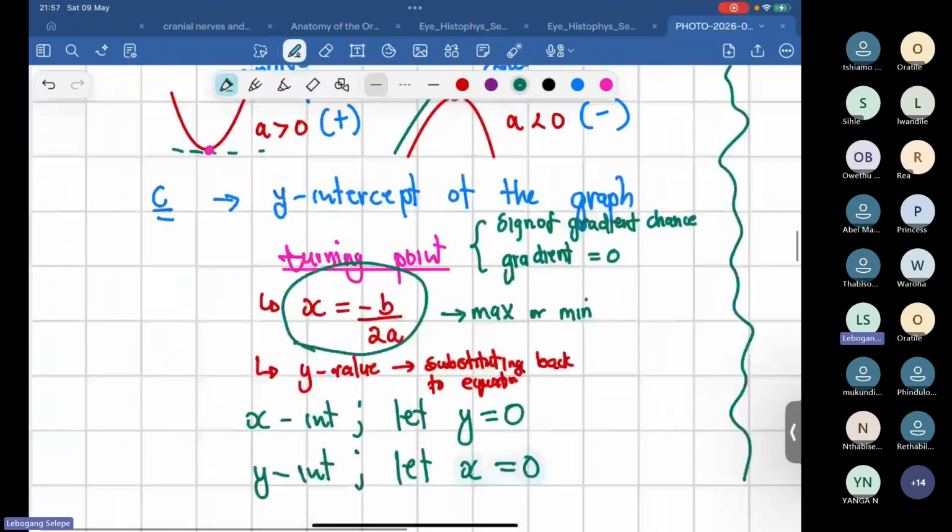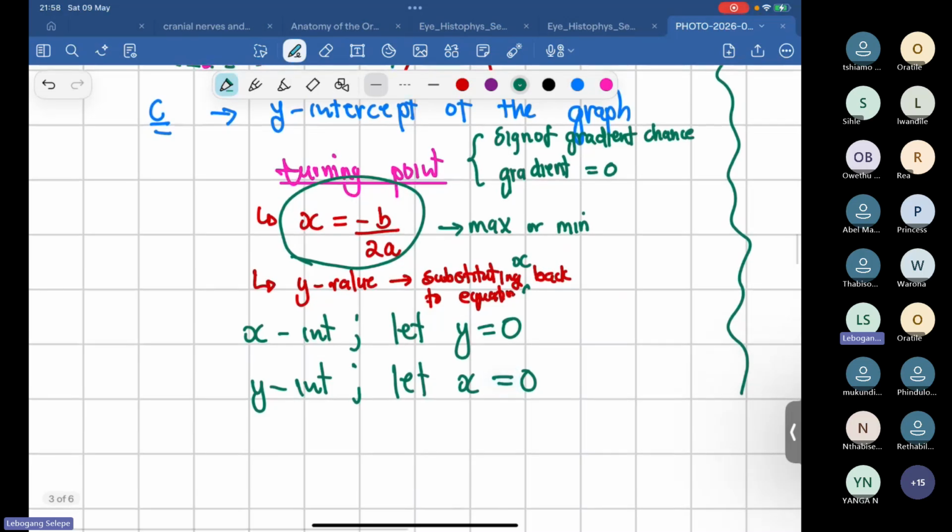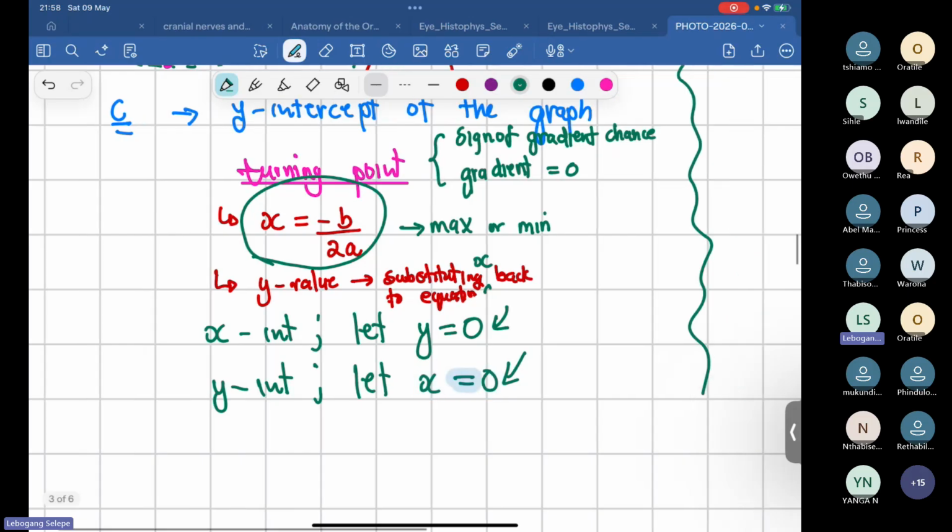And then for you to find the y value of the turning point, what you basically do is substitute the value of x back into the equation. For you to find x-intercepts, again, you let y be equal to 0. For you to find the y-intercept, you let x be equal to 0. And that's the general idea.